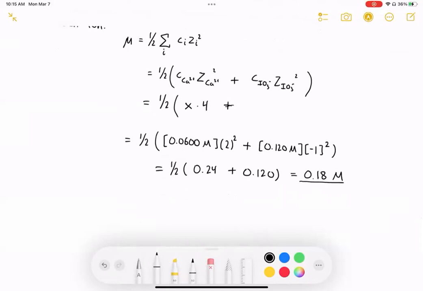Plus, in our case, 4 or 2 squared times the concentration of calcium 2 plus, the concentration of iodate, -1, squared times the concentration of iodate in solution.